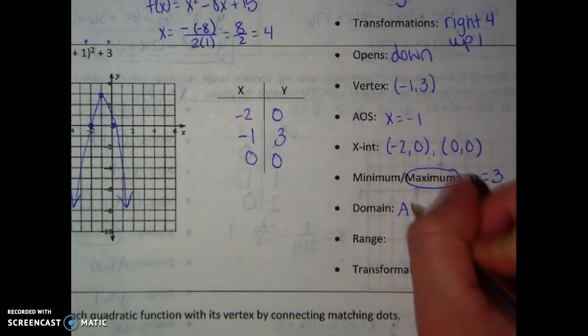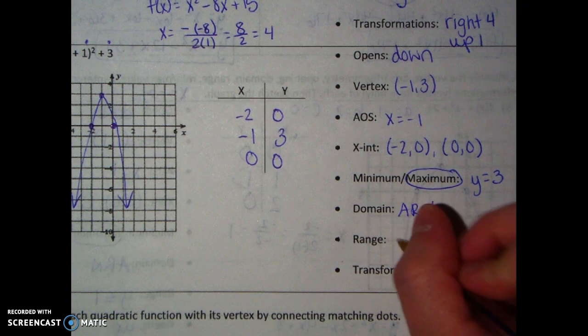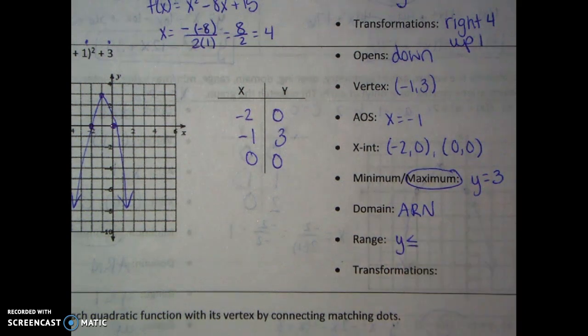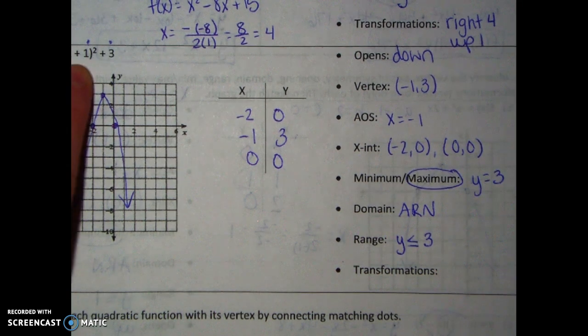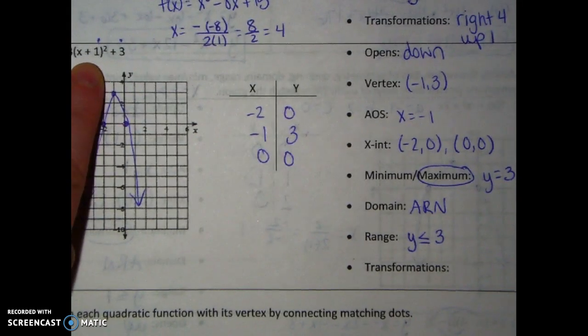So domain is all real numbers. And I just told you the range is y is less than or equal to 3. All the values have to be less than or equal to 3. And transformations on this one. So this tells me left or right, but remember it's the opposite of what you're thinking. So this goes left 1.